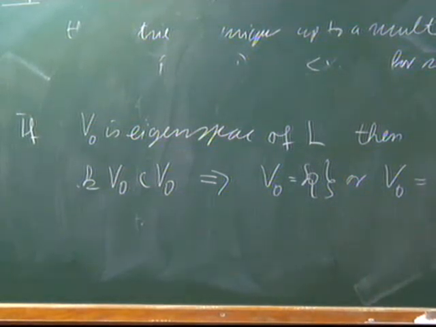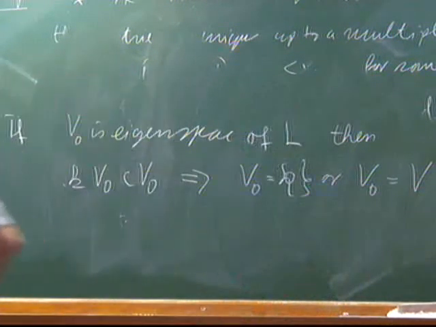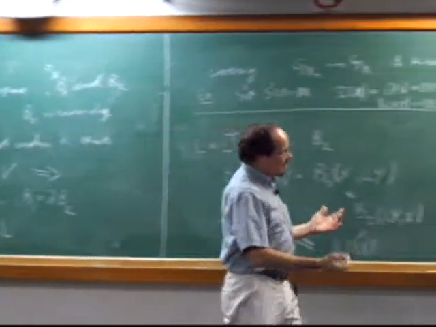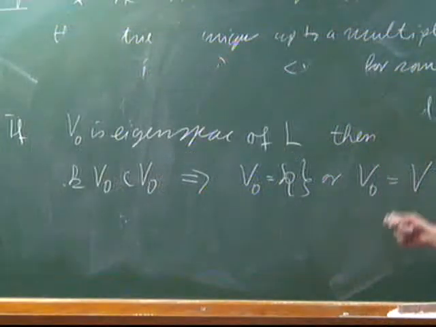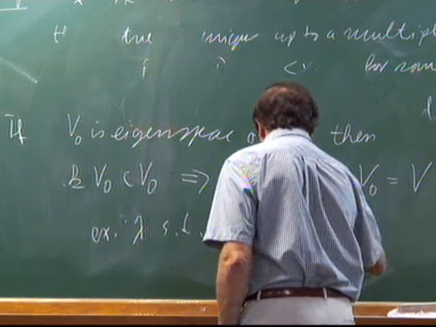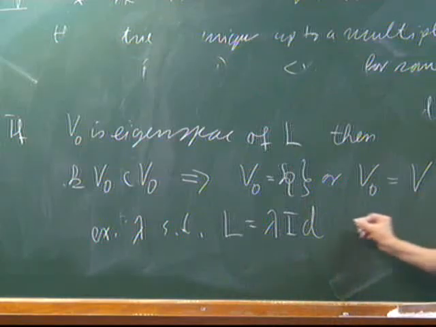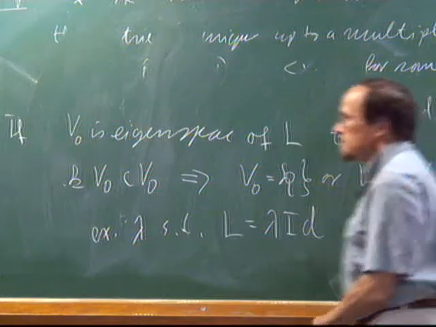So take a non-zero eigenspace, but there must be something that's non-zero because B1 should be non-zero. Maybe that should be part of the assumption, right? That these are non-zero. So there must be a non-zero eigenspace, and that's preserved. Therefore, that space must be everything. Okay. Of course, that means then there exists a lambda such that L is lambda times the identity, where lambda is an eigenvalue which is not equal to 0. And this means that B1 is lambda B2. Okay.